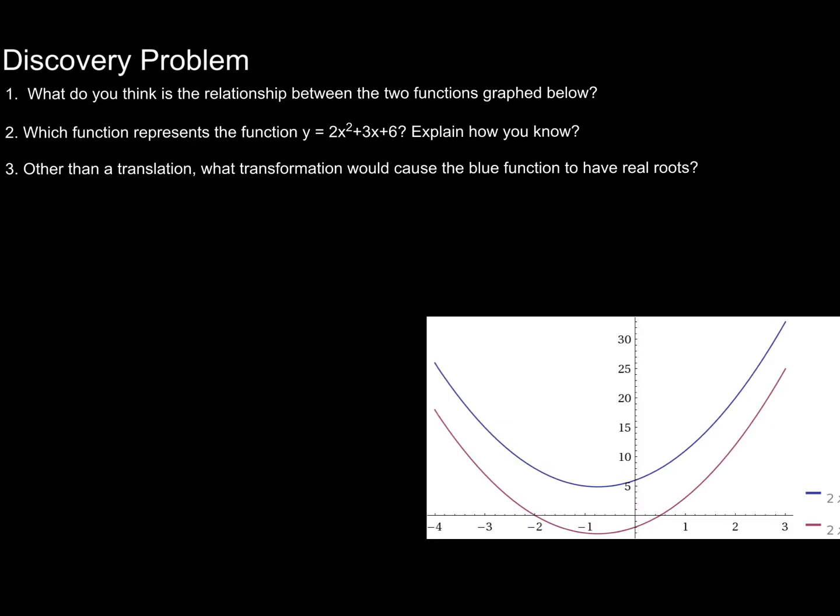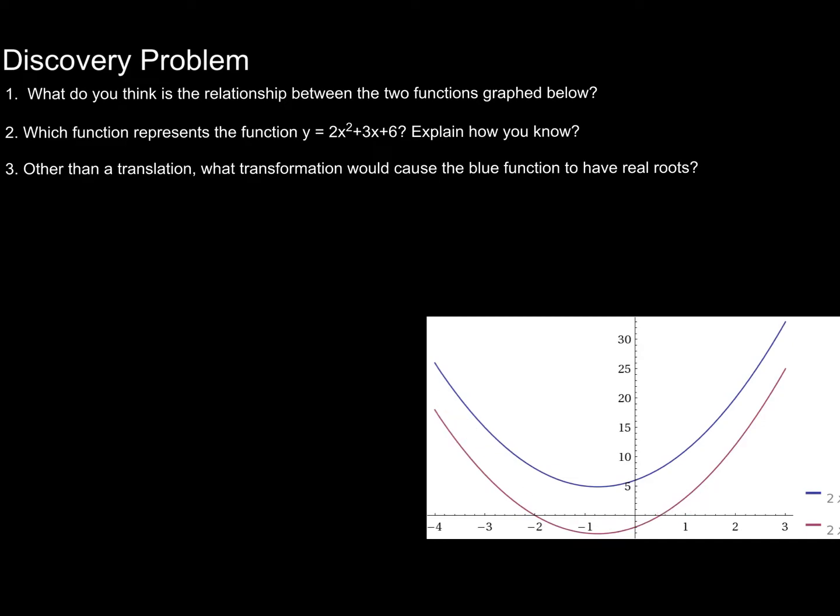Now the last question is interesting. Other than translation, what transformation would cause the blue function to have real roots? So notice that if we translated this blue function down, it looks to be 10 units, or actually no, 8 units, I apologize, 8 units downward, that would give us the red function, which does have real roots.